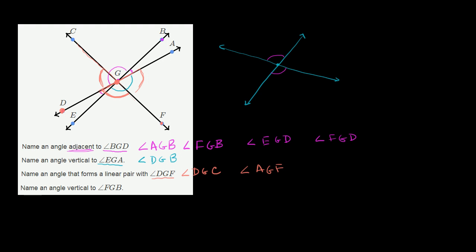Let's do one more. Name a vertical angle to angle FGB. So this is FGB right over here. You can imagine this angle is one of the four angles formed when CF and EB intersect with each other, and four angles are formed. The one in question, FGB, has two angles adjacent to it that share a common ray, and then there is the vertical angle, the one that sits on the opposite side. So this angle right over here is angle EGC, or you could also call it angle CGE. So angle CGE.